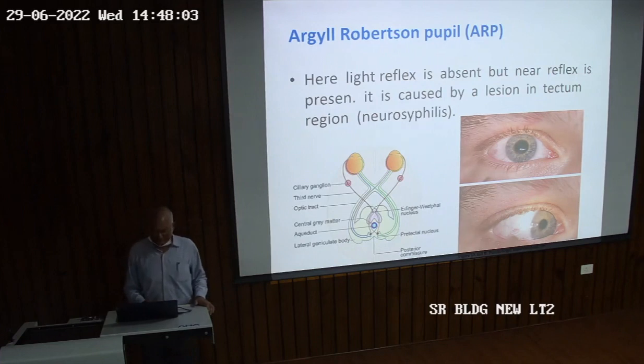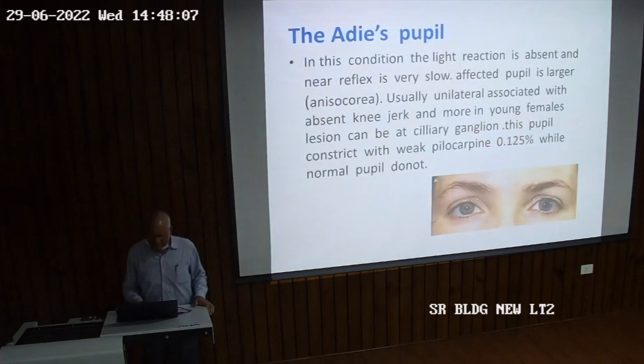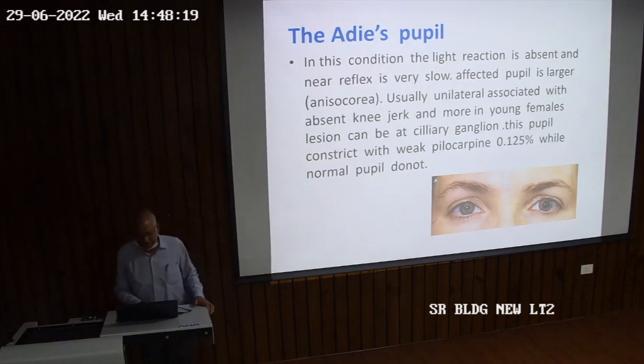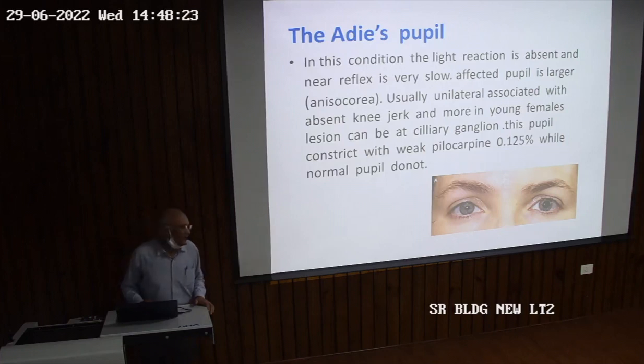So in Adie's pupil, the pupil is slightly constricted. You can see this, slightly constricted. No light reaction and sluggish near reflex. This is in young females or with absence of the knee jerk, and at the level of the ciliary ganglion or accessory ganglion lesion.